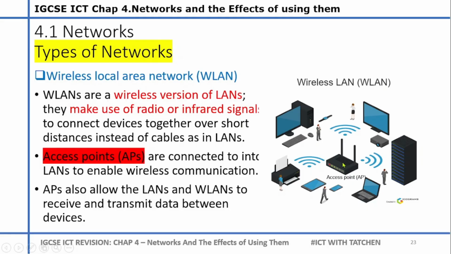You have your access point, which is your router. Access points are connected into LANs to enable wireless communication. So the access point is usually a router. This router is able to give out a signal that all these computers or devices can tap into. The devices are networked to communicate via this router, which is often known as the access point in a wireless local area network. Access points also allow the local area network and wireless local area network to receive and transmit data between devices. So basically, the access point here will help with file sharing and communication between these devices.